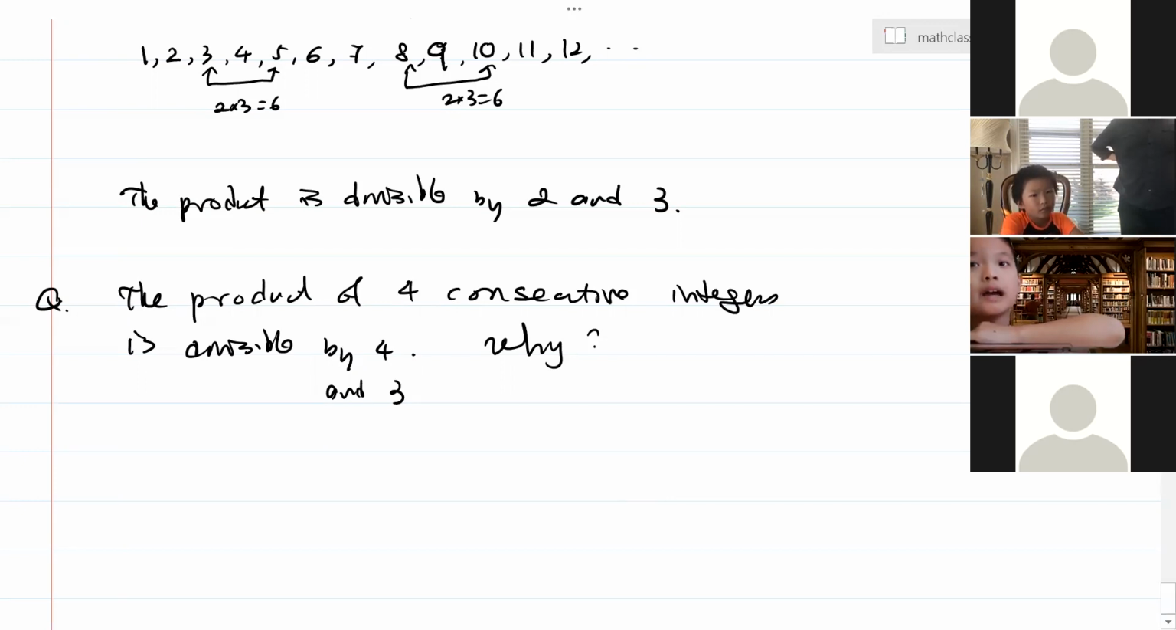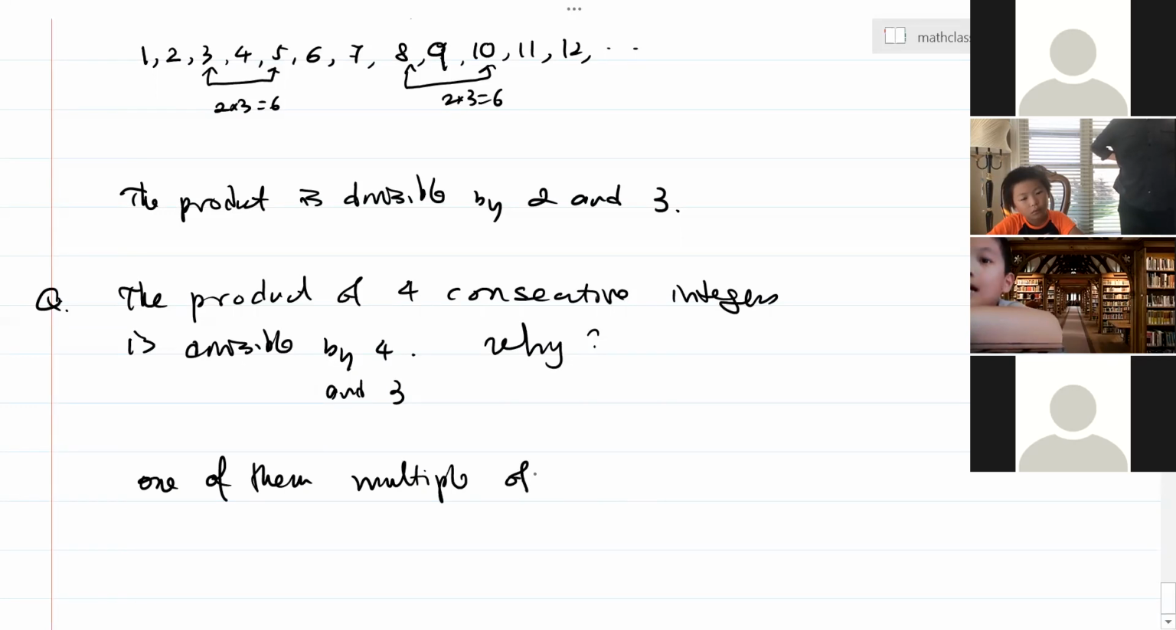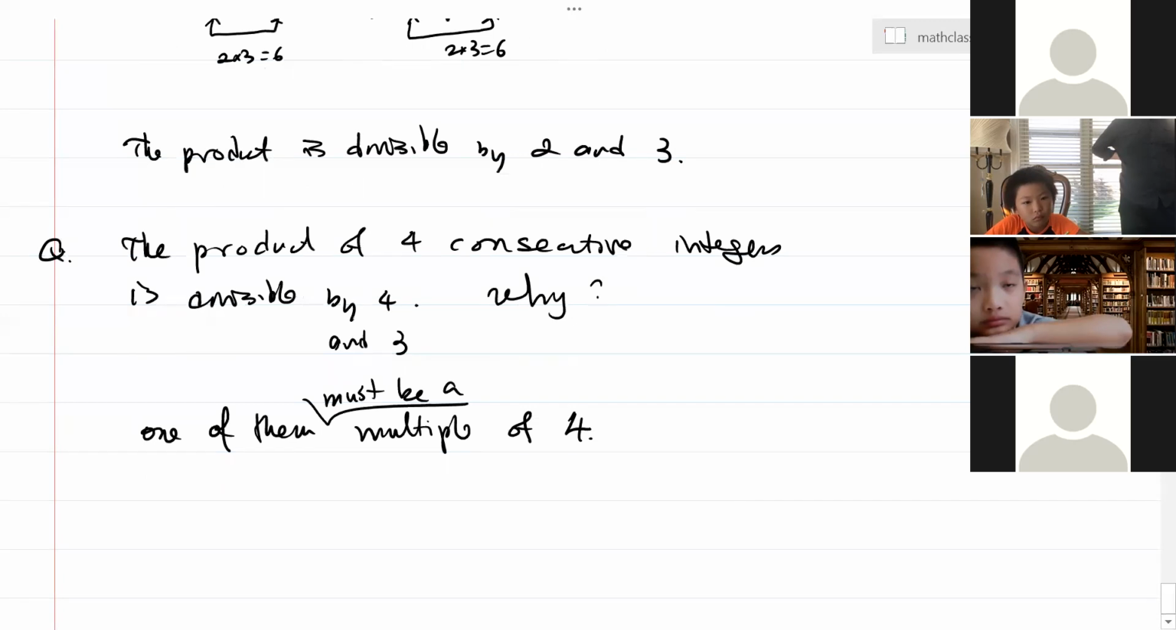Okay, so if it's not a multiple of 4, it can't be a multiple of 12. If it is a multiple of 12, it must be a multiple of 4 because 12 is a multiple of 4. Okay, so one of them must be a multiple of 4. Among the 4 consecutive integers, one of them must be a multiple of 4. Of course, it's divisible by 4. Okay, so let's look at this. Then you can generalize it.